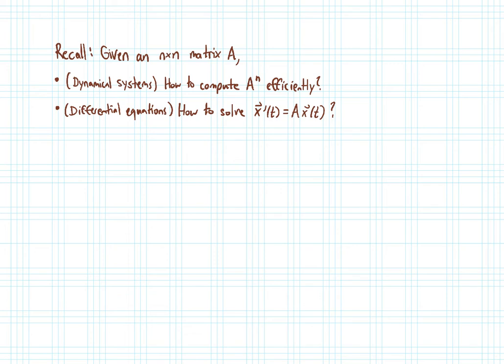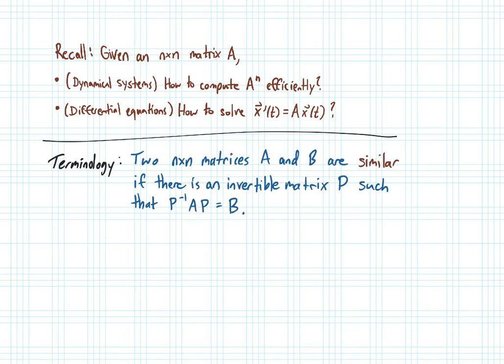These might seem like two completely different problems, but it turns out that we can solve both of them using the same method. In this lecture, we'll begin the process of describing this method. First of all, some terminology. Two n by n matrices A and B are called similar if there is an invertible matrix P such that P inverse times A times P is equal to B.